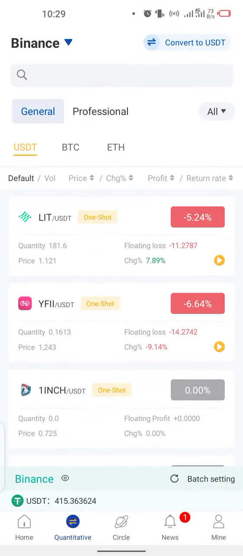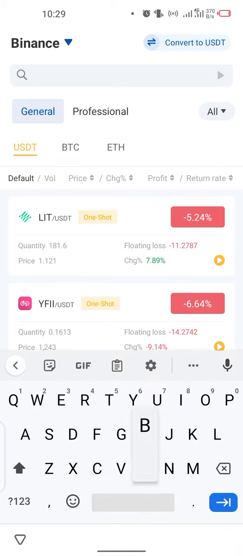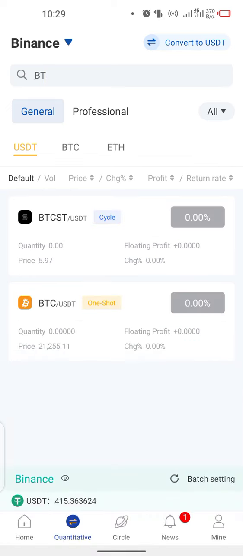Before you go into the settings of Royal Q and pick up a trade, let's first pick one trade. I will use BTC. Let me pick BTC, Bitcoin, for example.